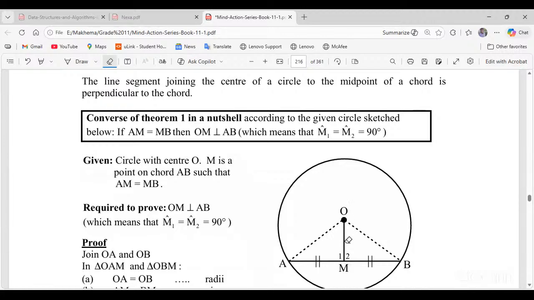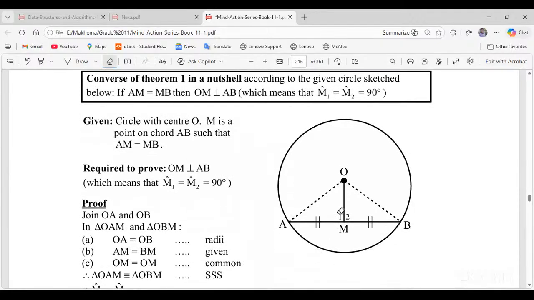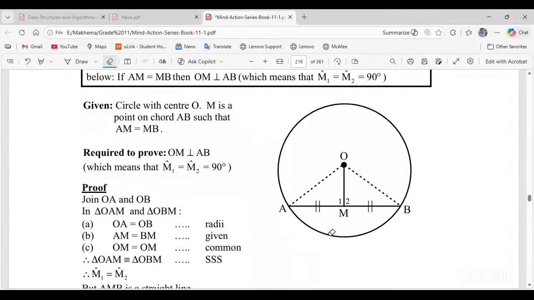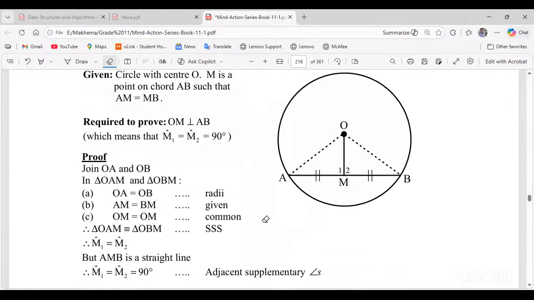Then you are required to prove that OM is perpendicular to AB, right? That is, you are required to prove that M1 is equal to M2. They are both equal to 90 degrees. Okay, now let's jump into this proof.